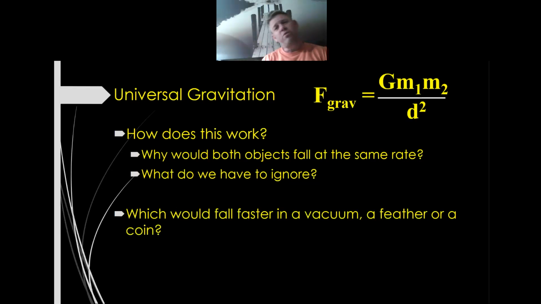So then we ask the weird question, which would fall faster in a vacuum? Vacuum meaning that there is no air there. Think of dropping towards the moon. A feather or a coin? Well, it's somewhat of a trick question, right? Most people will say, well, the coin because it's more aerodynamic, whereas the feather is less aerodynamic. Well, what should happen is that they both would fall at the exact same rate.